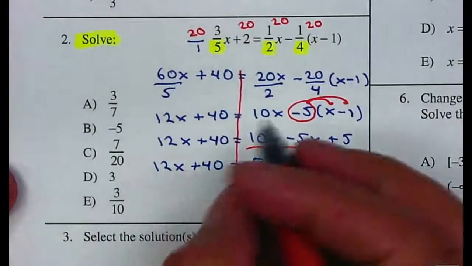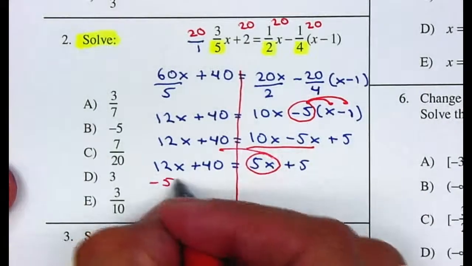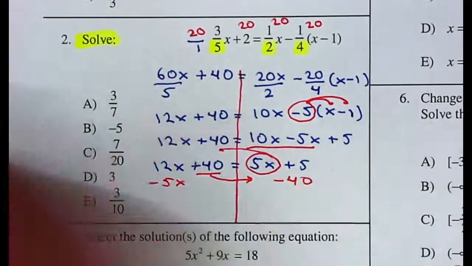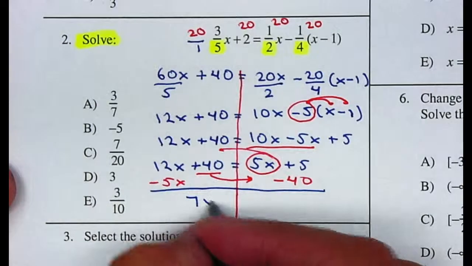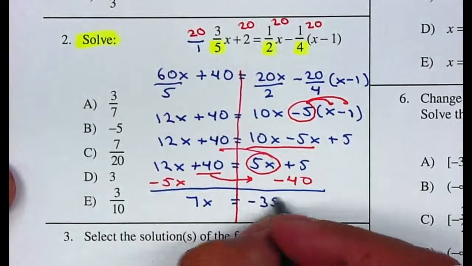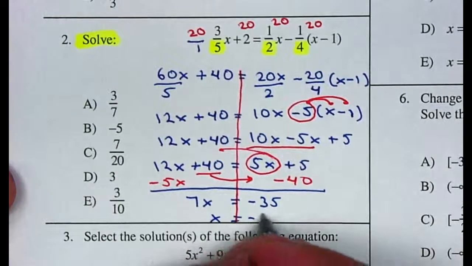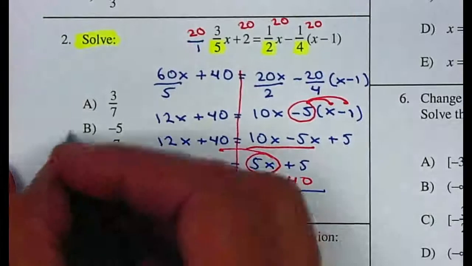Now I can move my x's to the left. That's a positive x, so it becomes a negative 5x. That's a positive 40, becomes a negative 40. That will give me 7x is equal to negative 35. I'm going to divide by 7 on both sides, so x is equal to negative 5. So therefore my answer is letter B.